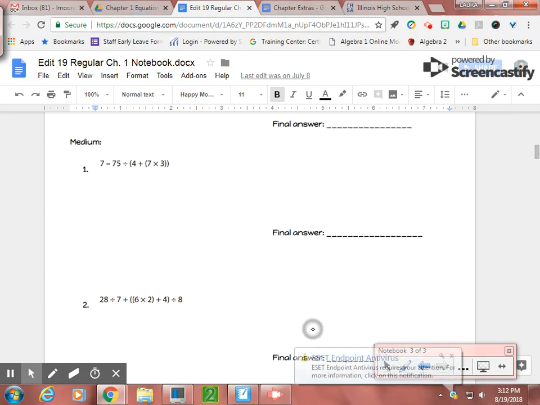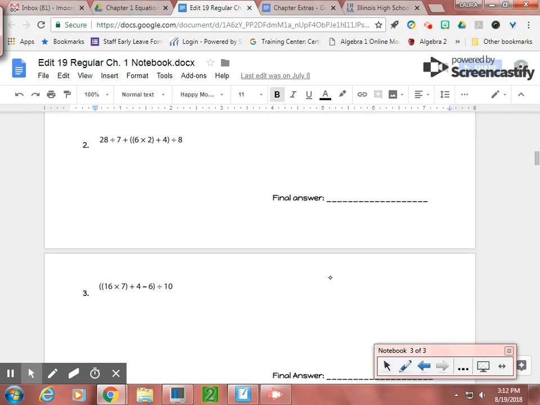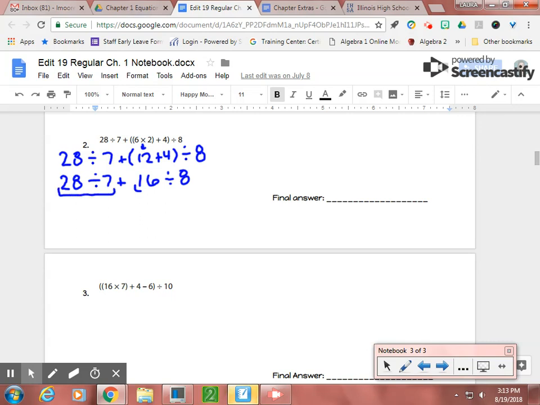Okay, moving on to the next one. Inside parentheses first. So I'm going to leave my 28 divided by 7. Now I'm going to still have one set of parentheses, but this one is going to give me 12 plus 4 divided by 8. Just keep working inside of your parentheses. 28 divided by 7, 16 divided by 8. So now we have division in two steps. So we're going to do both of those together. So 28 divided by 7 is 4. Bring down your plus sign. 16 divided by 8 is 2. And that's going to give you 6 as your final answer to that one.